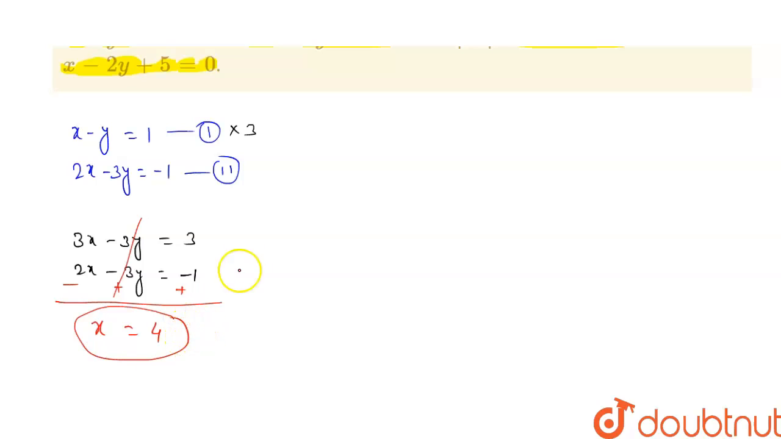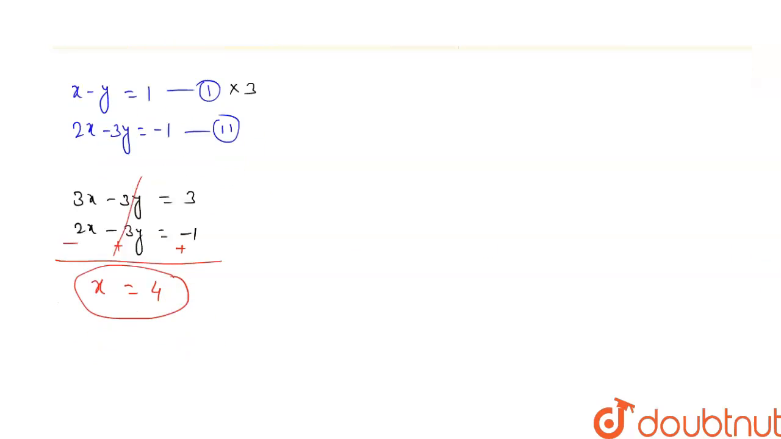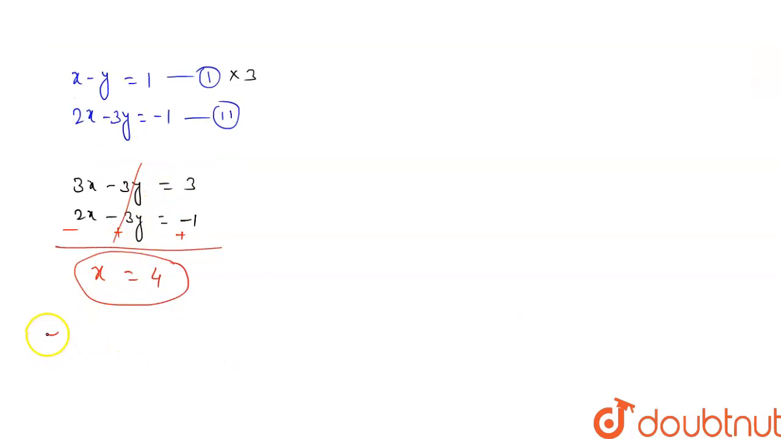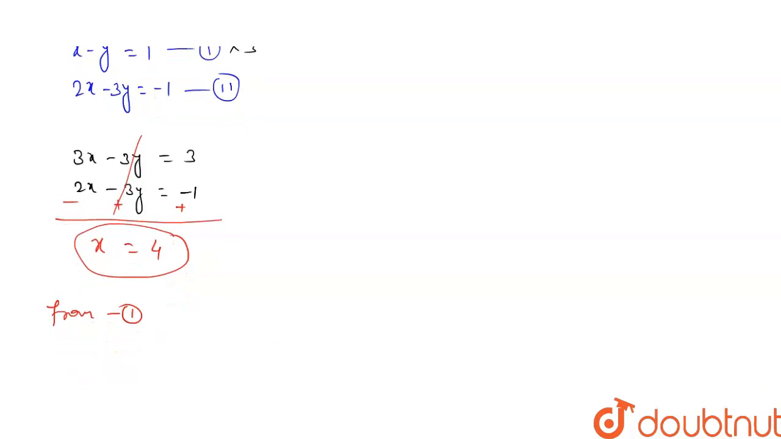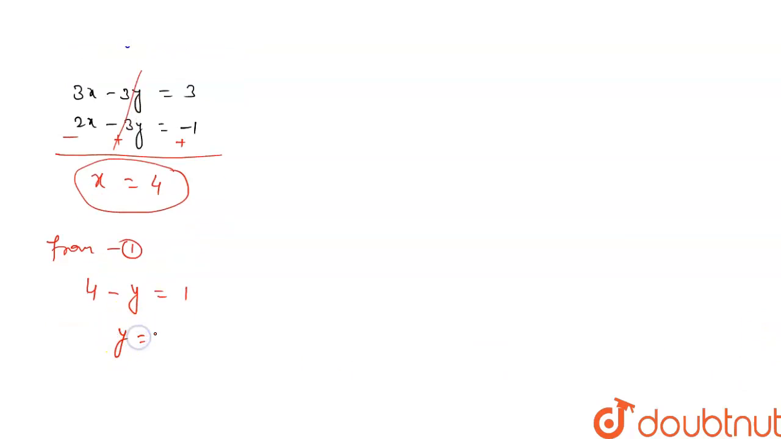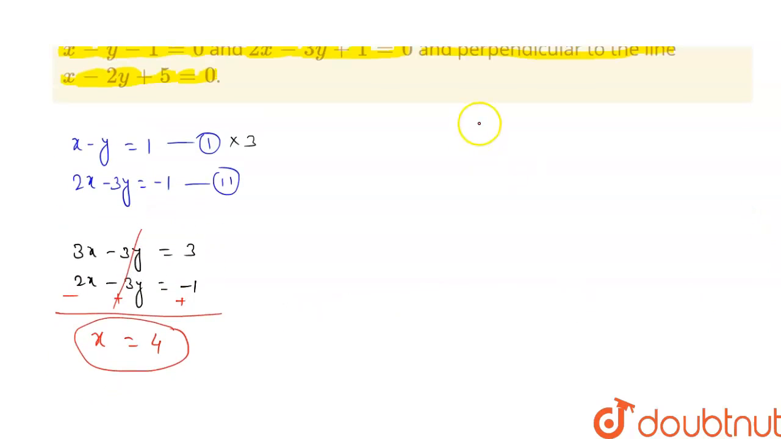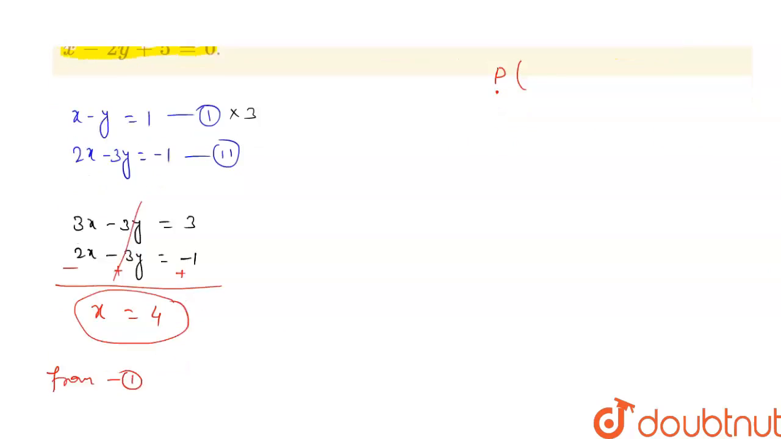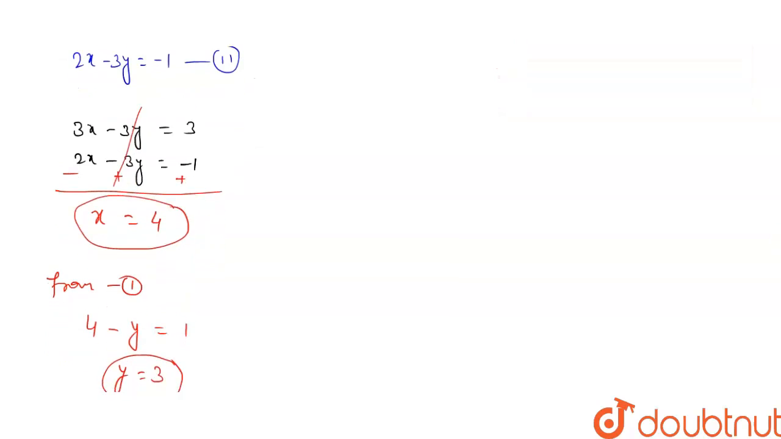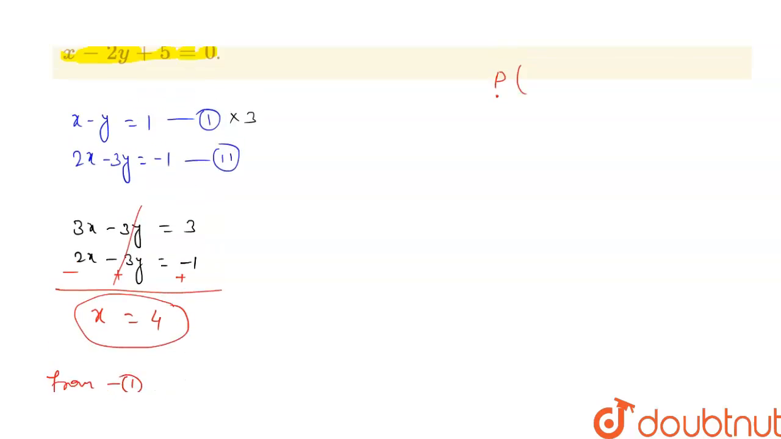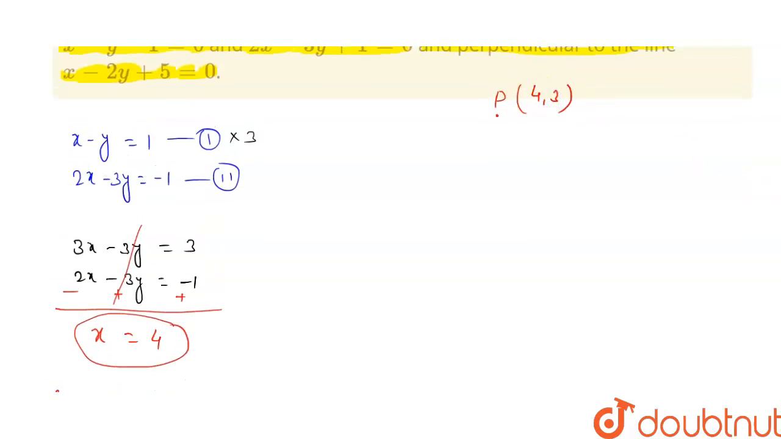Put this value of x in the equation to get y. From equation 1, x minus y is equal to 1, and x is 4, so 4 minus y is equal to 1. It means y is equal to 3. So we got the point of intersection 4 comma 3. Let's say this point of intersection is P, which is 4 comma 3.